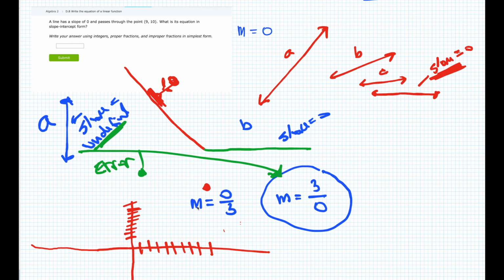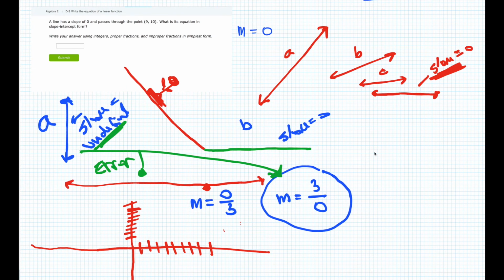But is an undefined line the slope of 0? No. If I drew the undefined line, it'd be like this. But that's not a slope of 0. So this is what the line looks like. So now your job is to come up with the equation of this line.